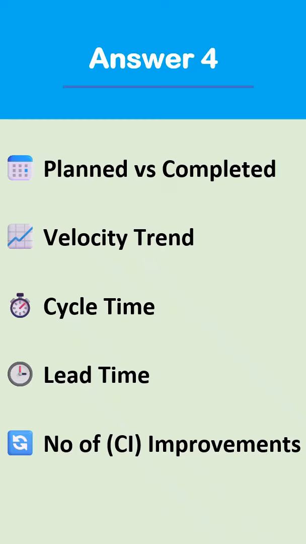That means time our team takes from starting on a work till it is finished. Fourth metric is the lead time. That means time taken by our team when the request is made till it is delivered.